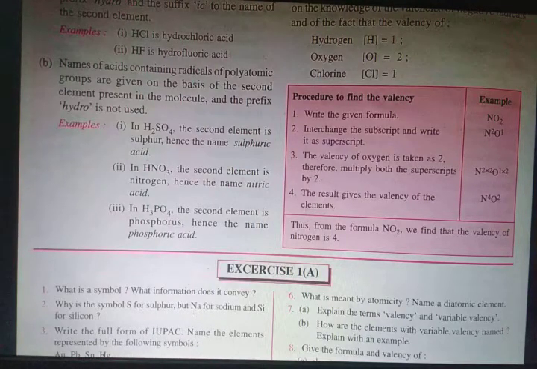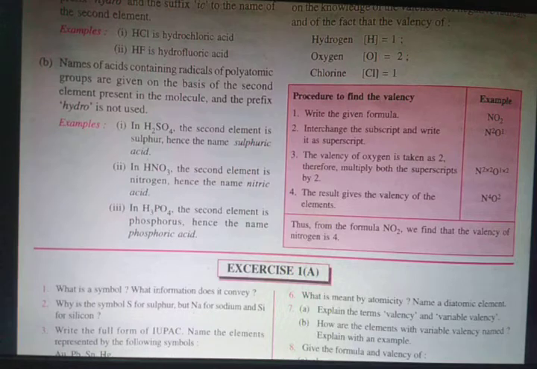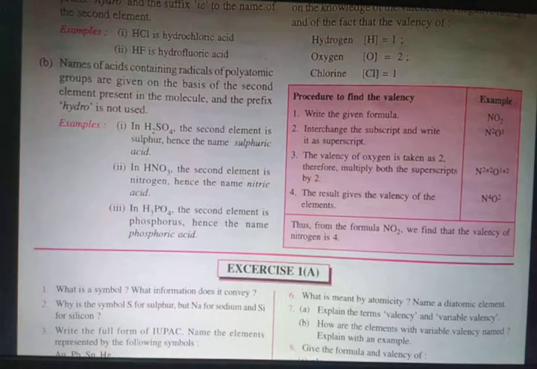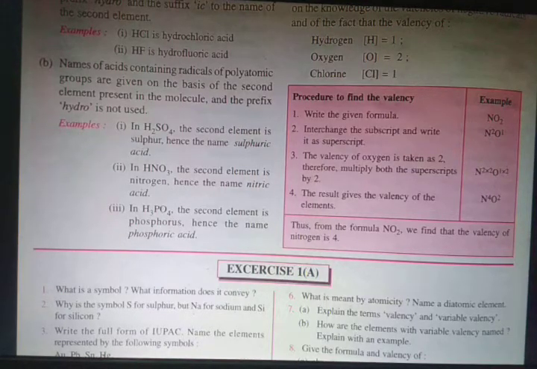So from a symbol, we can get the name of the element. Number 2, we can get how many atoms are present in a particular molecule of that element. Number 3, we can get information about the definite mass of an atom of that element. So nearly we can get information about the mass of an atom of an element.